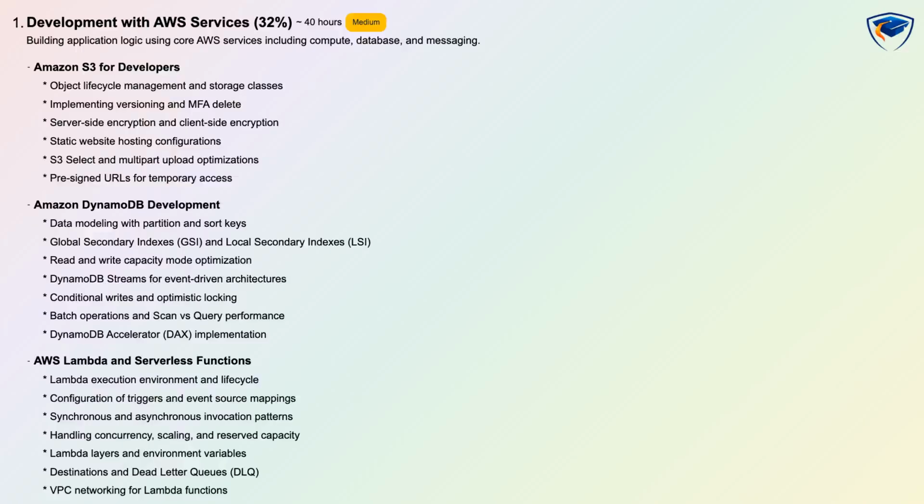Practice building serverless functions with AWS Lambda, understanding the execution environment, triggers and event source mappings, invocation patterns, concurrency and cold start tuning, layers and environment variables, destinations and DLQs, and VPC networking concerns, and also integrate services using SQS, SNS, Kinesis, API Gateway, Step Functions and EventBridge.